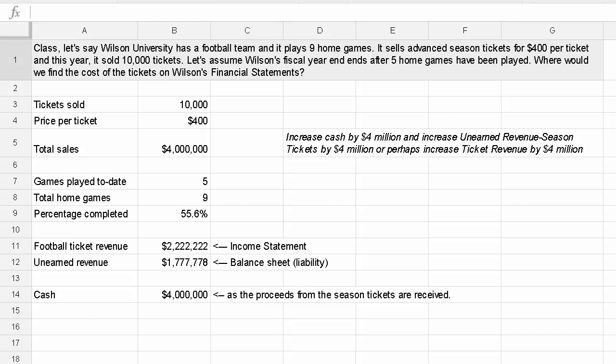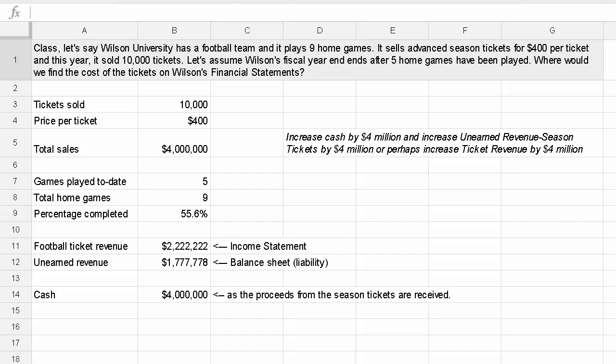Okay, let's take a look at this little example that illustrates the accrual accounting concept that income is recognized when it's earned. Okay, so here's the situation, and I'll just read it to you.